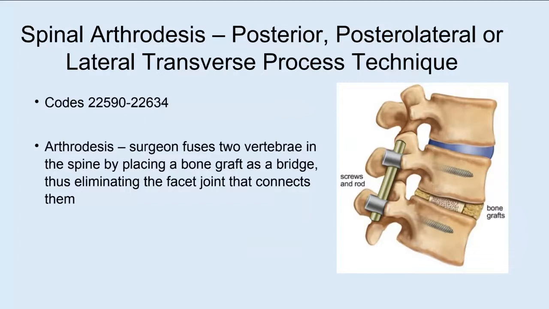Many changes were made to the codes and guidelines for spinal arthrodesis using a posterior, posterolateral, or lateral transverse process technique. This technique may use an approach from the patient's back, side towards the back, or transverse. Again, think about your medical terminology classes. So these codes are used for arthrodesis or spinal fusion, which is where the surgeon fuses two vertebrae in the spine by placing a bone graft as a bridge that eliminates the facet joint that connects them.